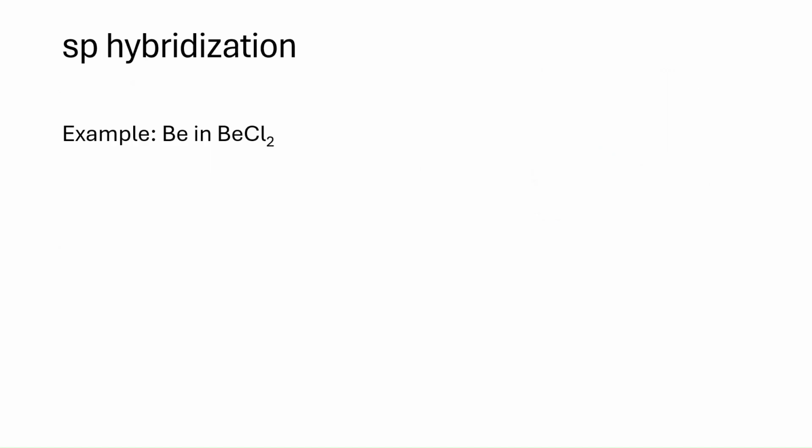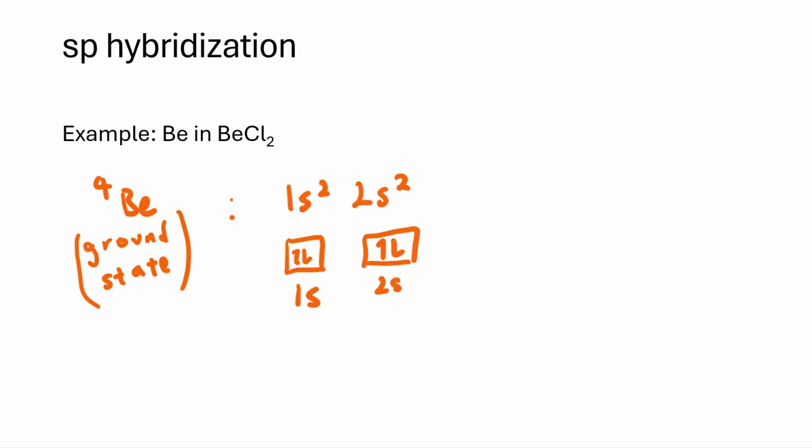Now, let's go through the different types of hybridizations with relevant examples. Let's start with sp hybridization. The process of sp hybridization allows for the formation of two equivalent bonds in a molecule of BeCl2. Let's look at the ground state electron configuration of Be. As you can see, Be is unable to form any bonds. All electrons are paired, but covalent bonding depends on having at least one unpaired electron that can overlap with an orbital from a partner atom.